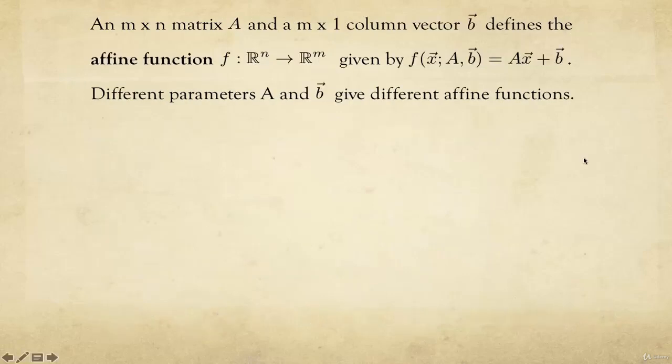Now, if we have an m by n matrix A and a column B, which is m by 1, then this defines an affine function from Rn to Rm, just like before. These are parameters, A and B. Given the input x, you multiply x by A, and then you add the vector B to it. So again, this is called an affine function.